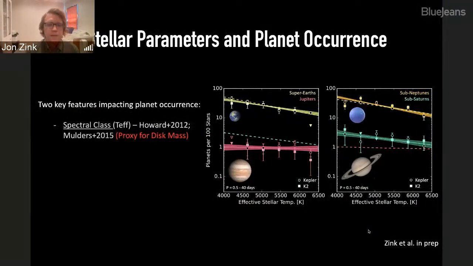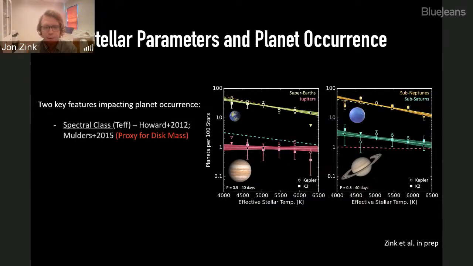So let's think about the stellar parameters and how they could potentially impact planet occurrence. So looking back, early RV surveys kind of noticed this interesting trend that as you move from lower mass to higher mass stars, there appears to be this decrease in planet occurrence. And this is seen for pretty much all of these 4 different classes of planets.